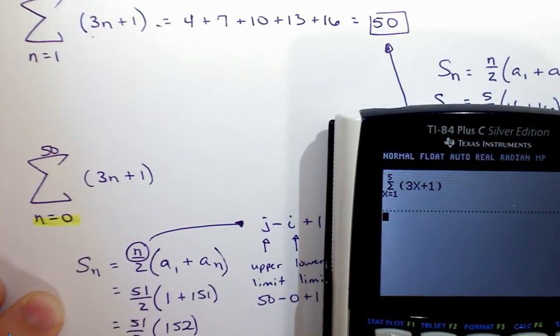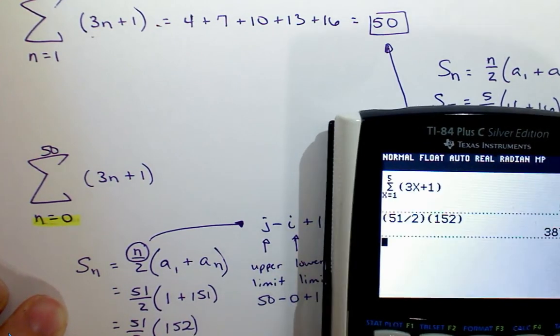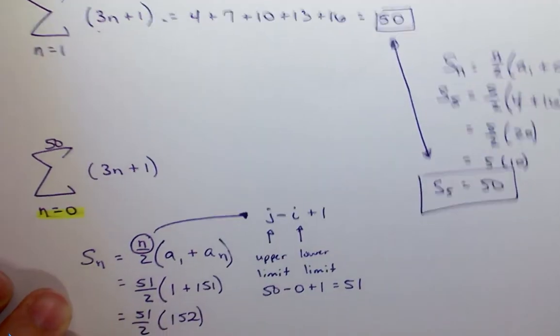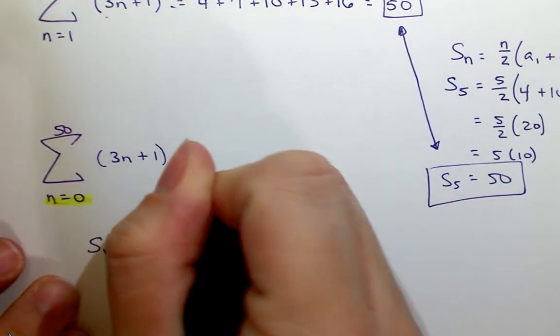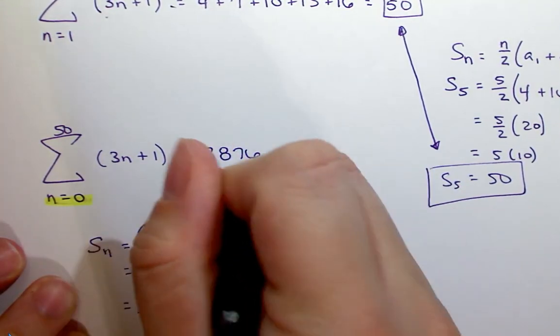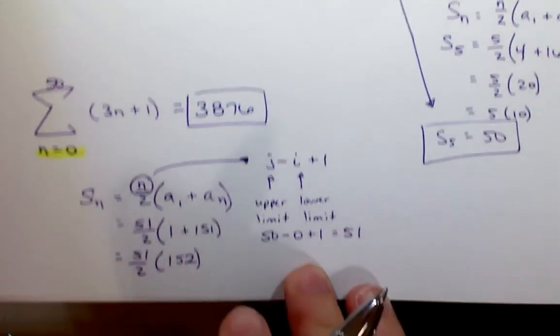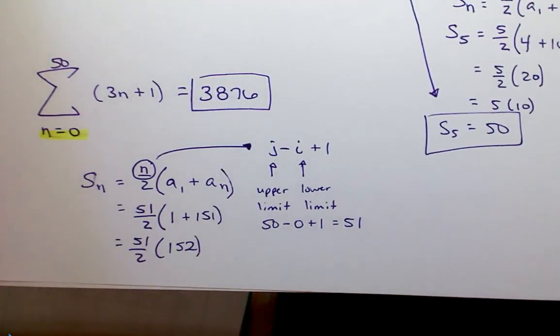I'm going to be a little lazy and do this on the calculator. So 51 divided by 2 times 152, which gives me 3,876. So this should equal 3,876 using the mathematics. Again, I'm not going to expand this to 50 terms. I could, but that would take a very long time and we don't want to waste our time.